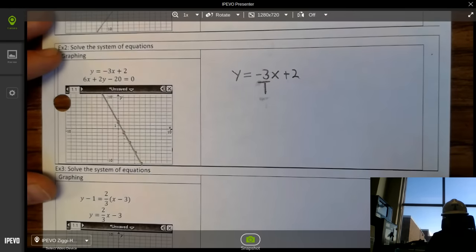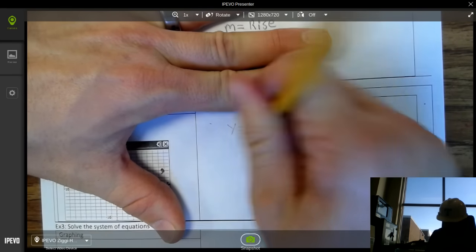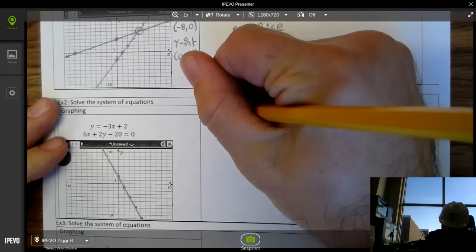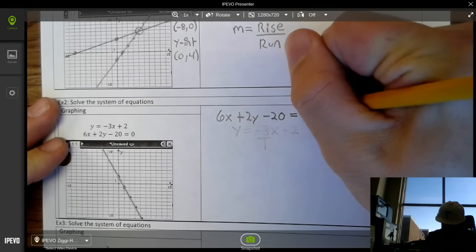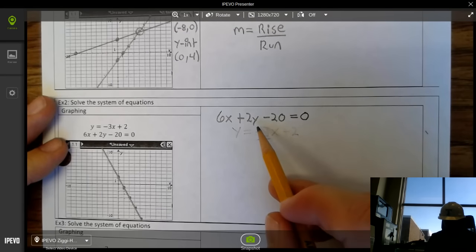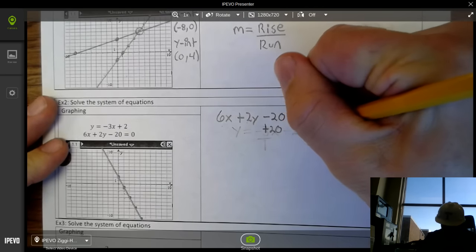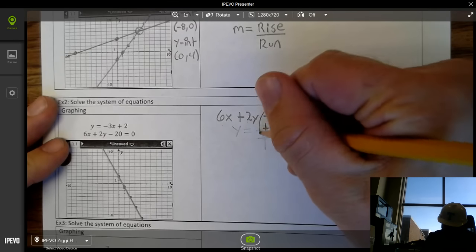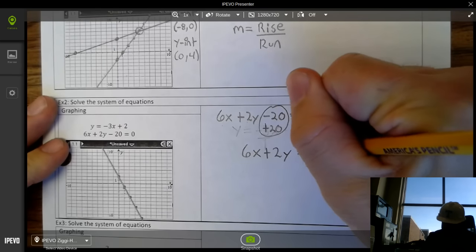All right. So now let's graph the second line. Now, I'm actually going to erase this because I want more space to work with this, okay? All right, so first off, you notice the minus 20. Well, we want to convert this to standard form, so we're going to add 20 to both sides, and I'll show you why in just a second. So negative 20 plus 20 is 0. So you get 6x plus 2y equals 20.